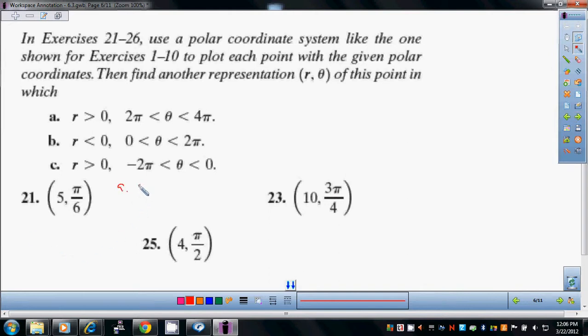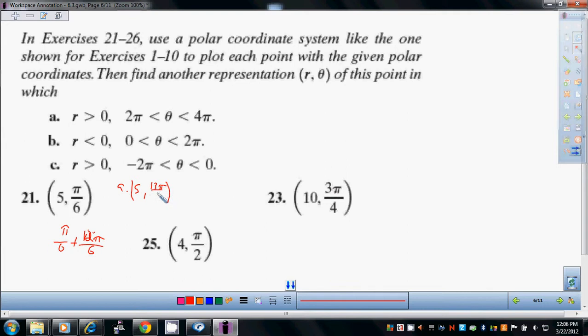Part A. It'll be 5, comma. But notice, it wants theta to be between 2 pi and 4 pi, which basically means we need to make one more revolution. How do you add a revolution to an angle? Add 2 pi. What is 2 pi in terms of 6? Very good. So you just add 12 pi over 6, 12 pi over 6, and what is that?